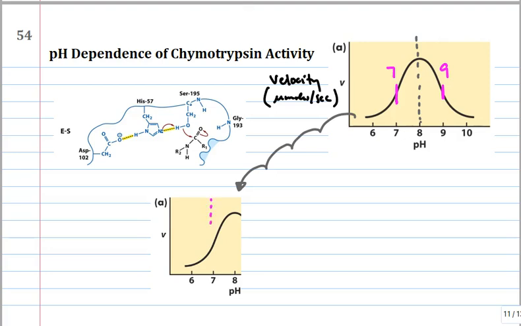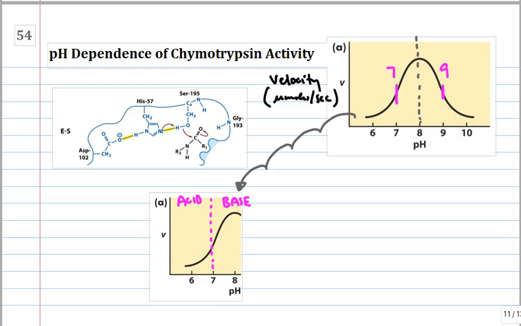Let me just draw this line. This would be the acid form of this group. This would be the base form. So at pHs below its pKa, it's going to be in the acid form. And in the acid form, this group is not promoting enzyme activity. How do I know that? Look at the curve right here. We have very little activity left of this midpoint, and we have a lot of activity to the right of this midpoint.